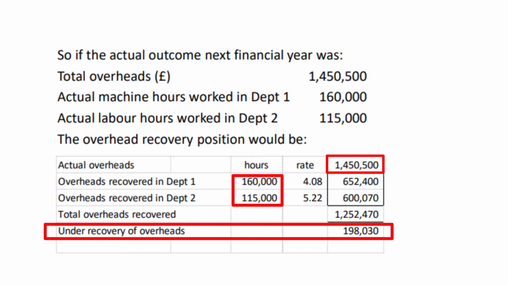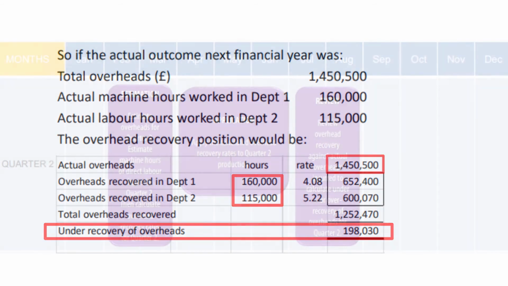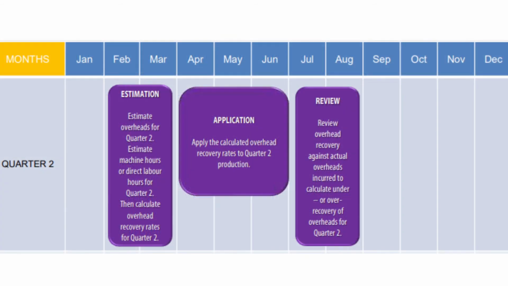There's no way of avoiding this because both the numerator and the denominator of the recovery rate are based on expectations. So how is this whole process of estimation and recovery scheduled in a business? Manufacturing tends to be organised into production periods, which are subdivisions of the financial year. There may be 12 monthly production periods, or 13 4-week production periods, or 4 quarterly production periods, and so on.